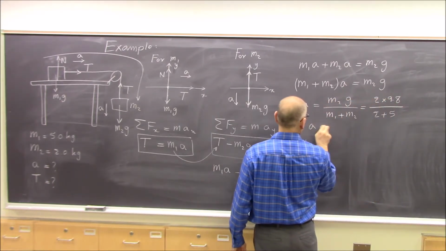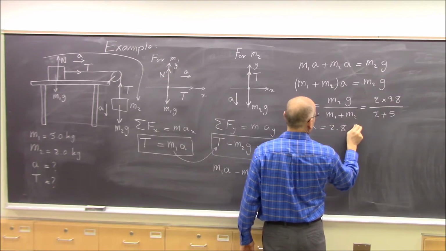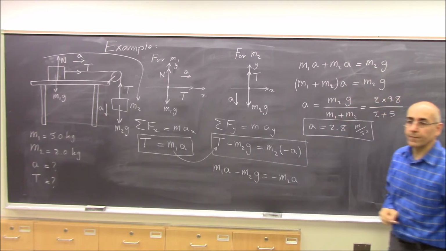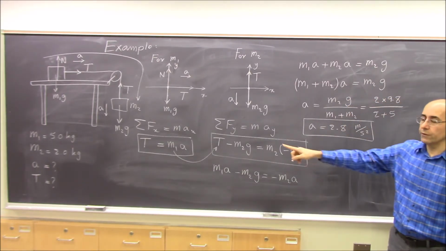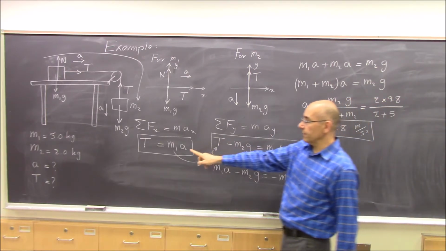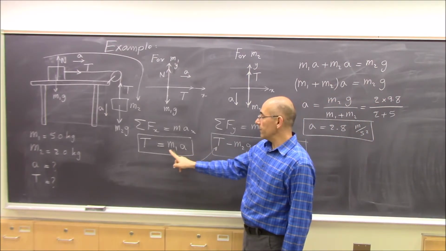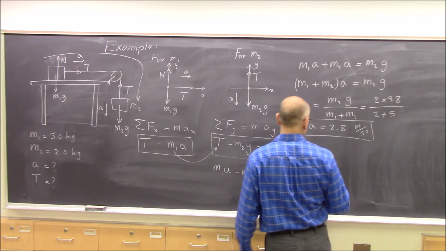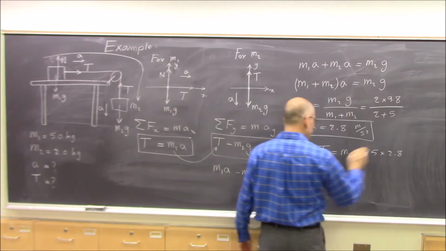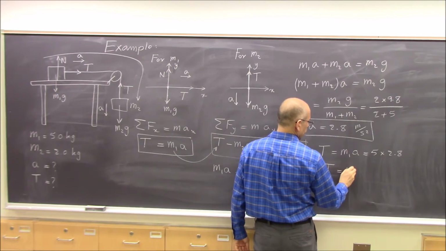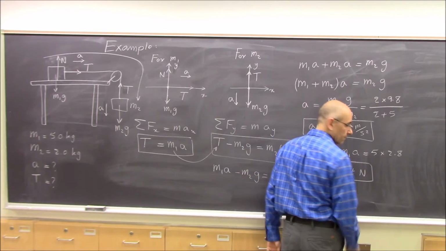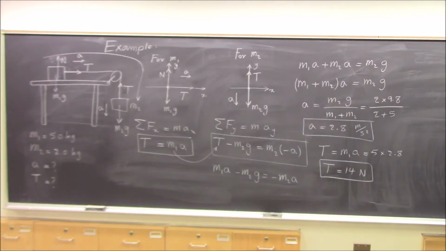So acceleration will be 2.8 meters per second squared. So it's basically solving two equations, two unknowns. And then once you have the acceleration, we can put it back in this equation. M1 times a becomes T. So T becomes 5 times 2.8. T equals 14 Newton. All right?